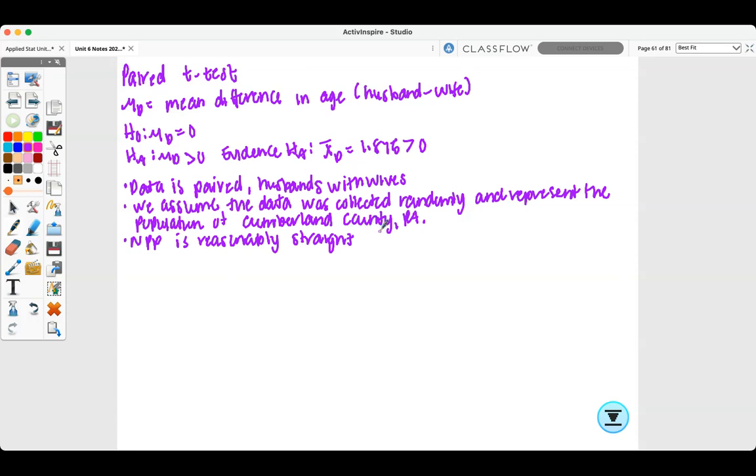So we can assume the population of differences distribution is approximately normal.